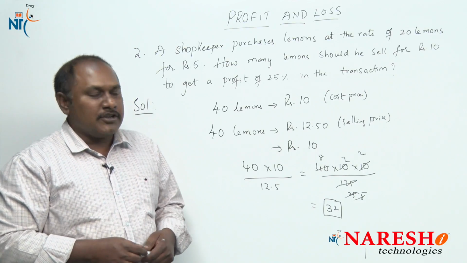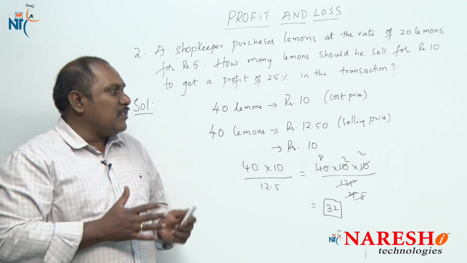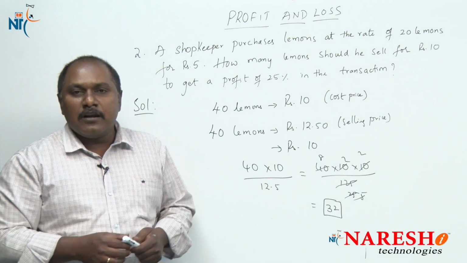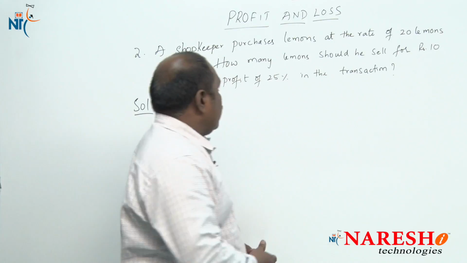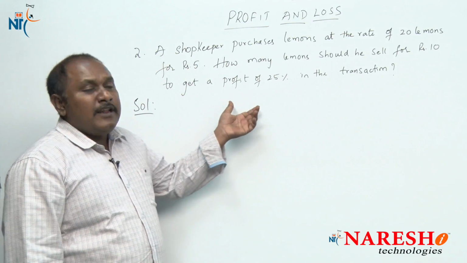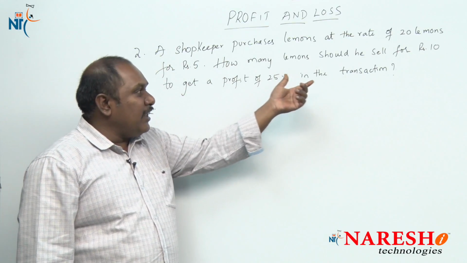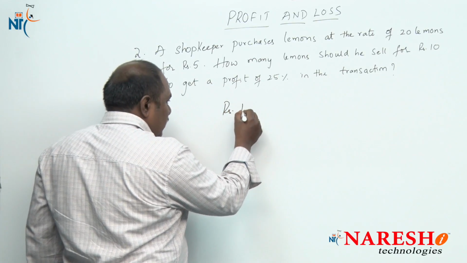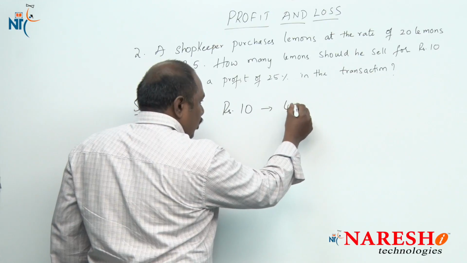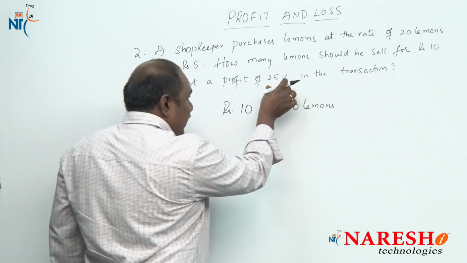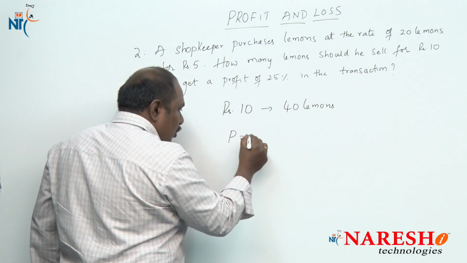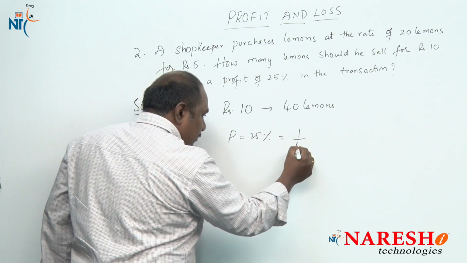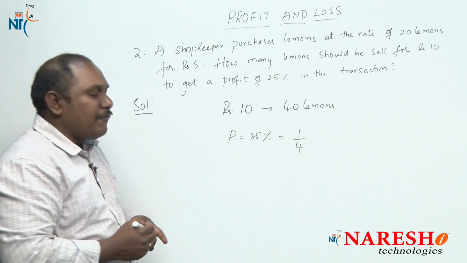the transaction. Now let us see the alternate method of solving this particular problem in a simple way. Now we know that the shopkeeper is purchasing lemons, that is 20 lemons for 5 rupees. Obviously for 10 rupees he is going to purchase 40 lemons, and by selling he should get a profit of 25%. 25% in terms of fraction is 1 by 4.